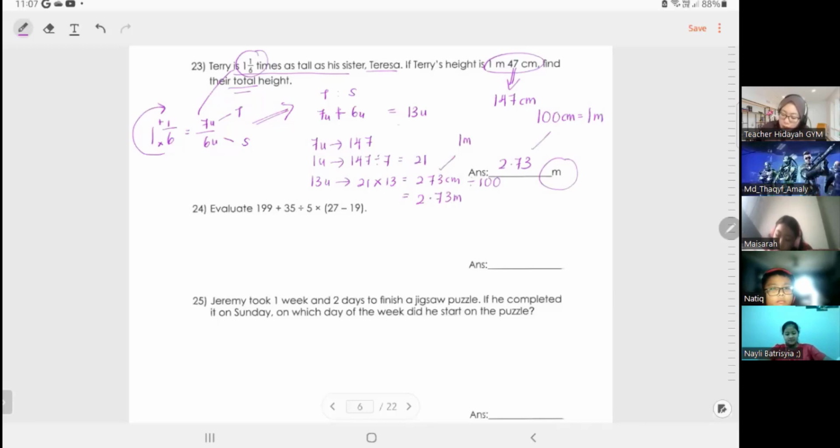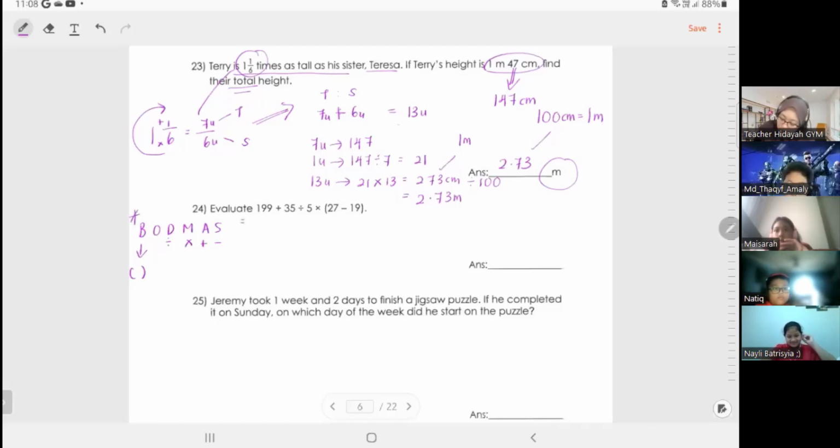Next one, evaluate this thing. So you have to go by the BODMAS rule. Look out for brackets first. Order of division, multiplication, addition, subtraction. Order means whichever comes first between division and multiplication, you do first. Whichever comes first between addition and subtraction, you do first. However, if division comes before subtraction, division has to be done because of this rule. Must remember this rule, okay?